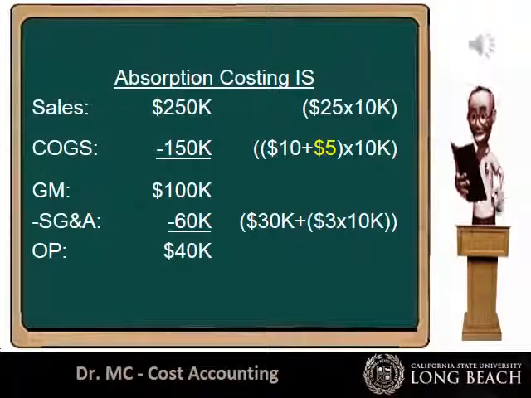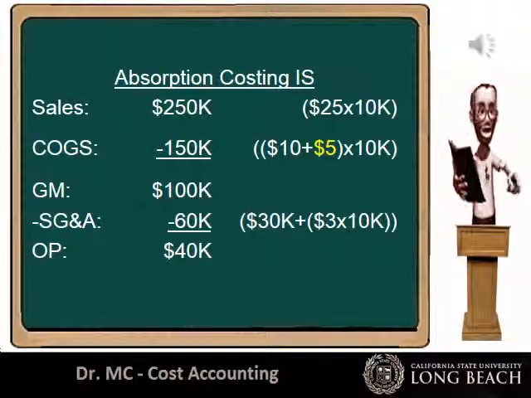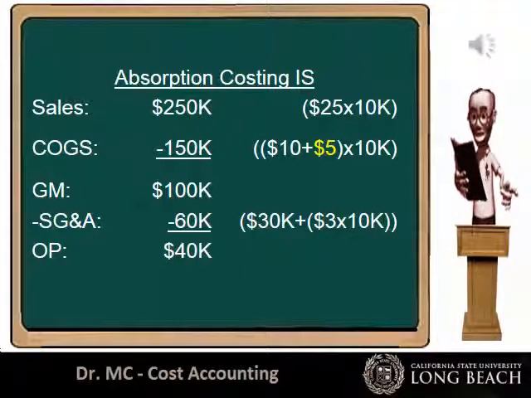Your firm's absorption costing income statement starts with the sales revenue, which is calculated by multiplying the price of one unit by the number of units sold. This gives you $250,000. You then subtract the cost of goods sold, which is the cost of one unit times the units sold. Keep in mind that the cost of one unit is $15 under absorption costing. Also remember that the $15 cost of one unit is made up of $10 of variable costs and $5 of fixed costs. Once you subtract the cost of goods sold, you get the gross margin or gross profit of $100,000. You then subtract the selling, general and administrative expenses, which are made up of $30,000 of fixed overhead and $30,000 of variable overhead. This gives your firm an operating profit of $40,000.